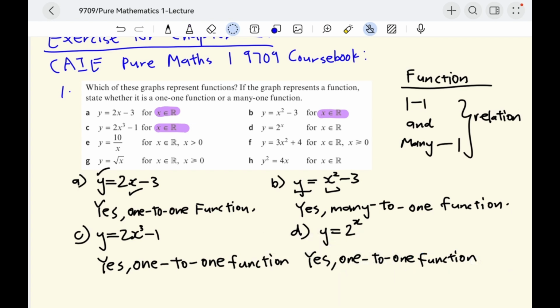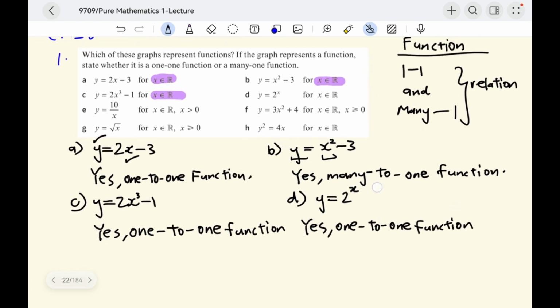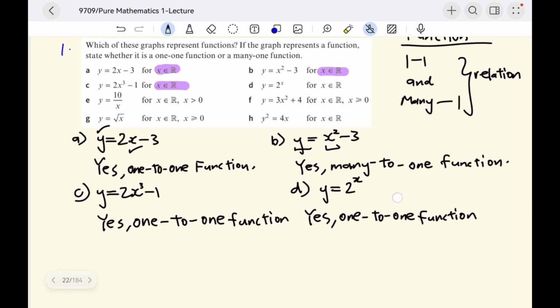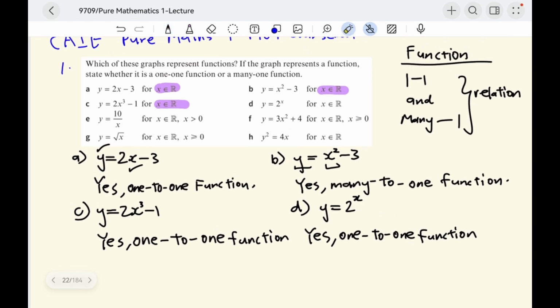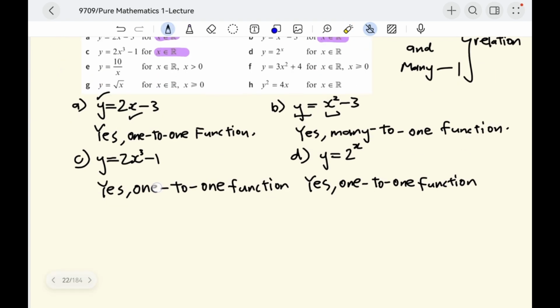Okay, so we have done the 4 parts A, B, C, D. Let's proceed to part E.